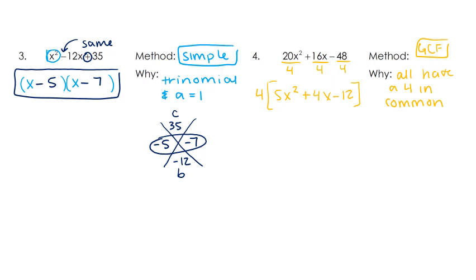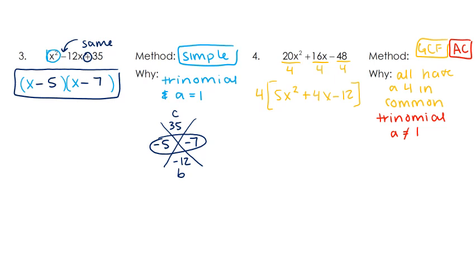Then it says, does a equal 1, yes or no? Well, in this case, the answer is no. So then the only option I have is to do the AC method. So after we do GCF, we also have to do the AC method because it's a trinomial, and a does not equal 1. So this one's going to have 2 steps to it, factoring out the GCF and then factoring by the AC method. Now, if you look at the back of your flow chart, again, all the steps are there.